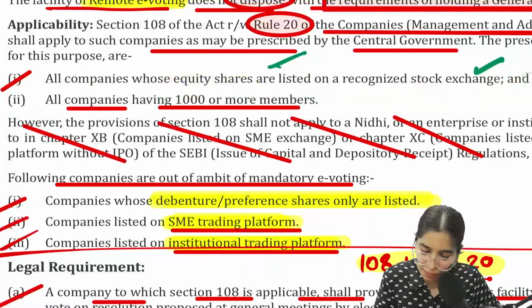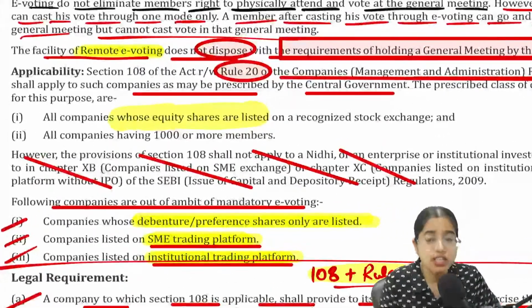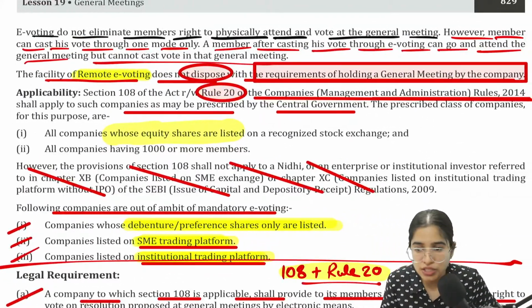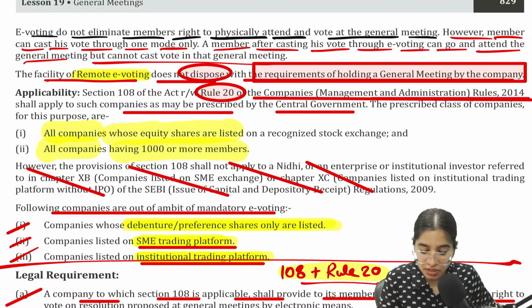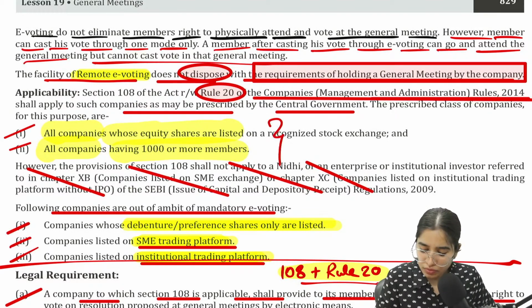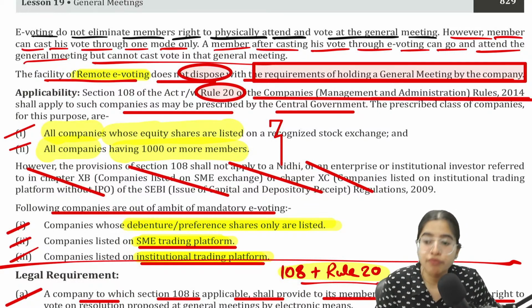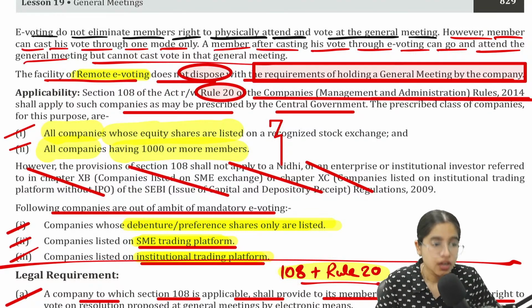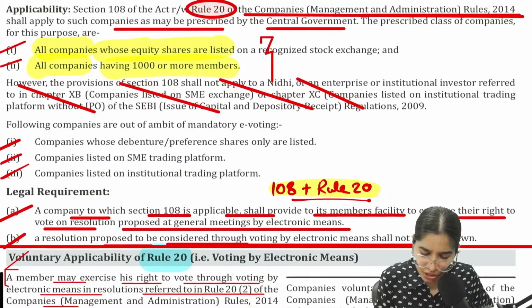And which companies are compulsory to give the e-voting facility? Number one, listed companies: those companies whose equity shares are listed on a recognized stock exchange. And number two, all other companies who have 1000 or more members. These two kinds of companies are compulsory to give the e-voting facility. Number one, companies whose equity shares are listed on a recognized stock exchange, and number two, companies who have 1000 or more members.